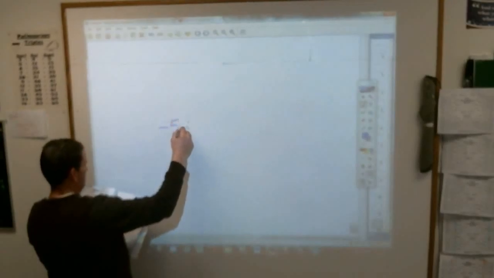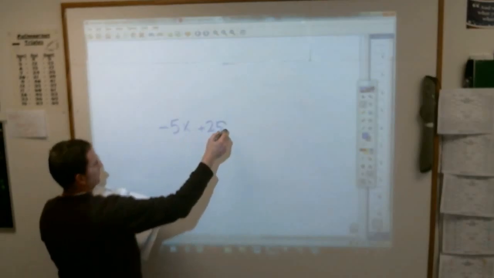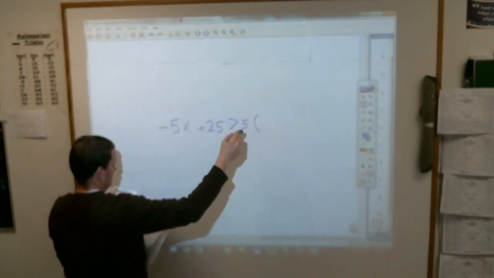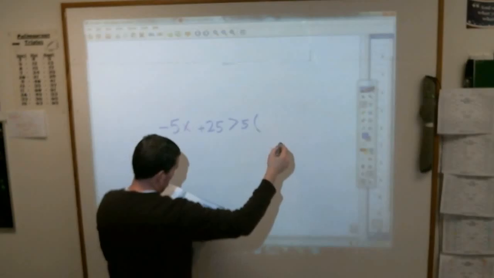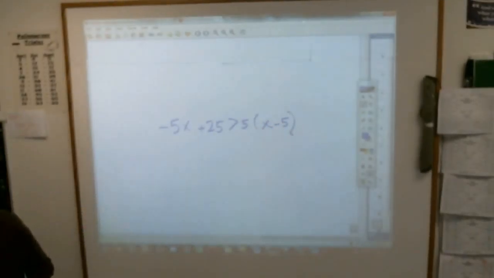One more, because I can sense we're making somewhat slow yet unanimous progress. How about this one? Negative 5x, I'm going to write this one down right, plus 25 is greater than 5 times x minus 5. Once again, I will give you 45 seconds to get that. Maybe 50. You want x by itself on the left side and positive.